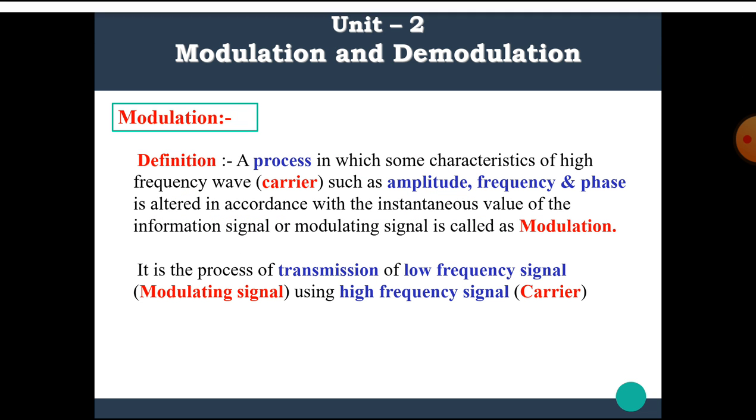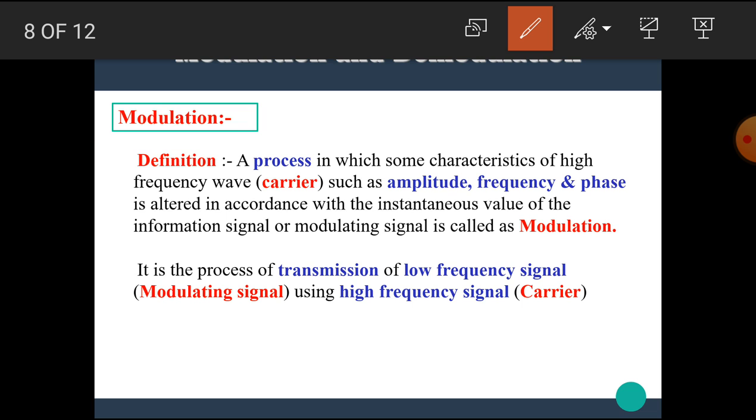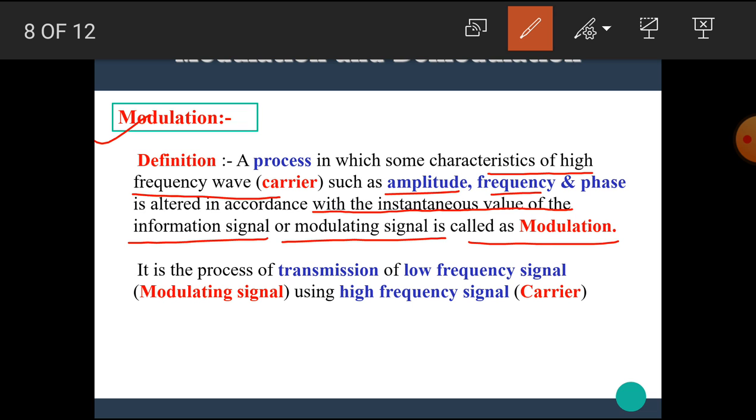Okay. Now, let's see what is meant by modulation. The definition says that a process in which some characteristics of a high frequency wave, meaning the carrier wave, such as amplitude, frequency and phase, are altered in accordance with the instantaneous value of the information signal or modulating signal is called modulation.